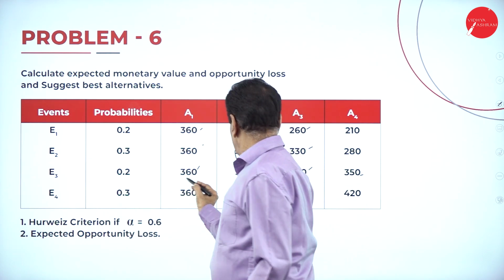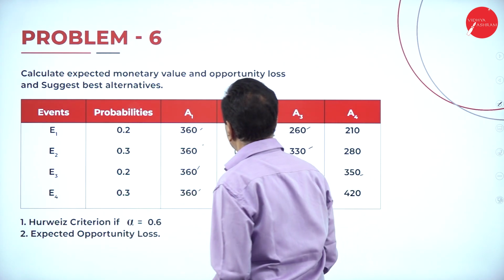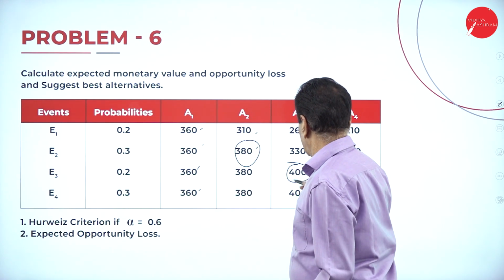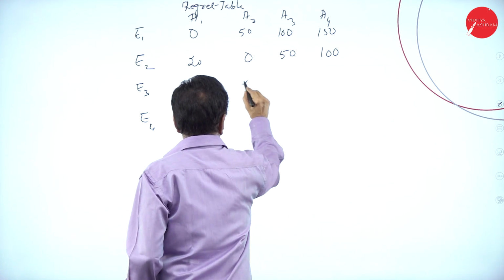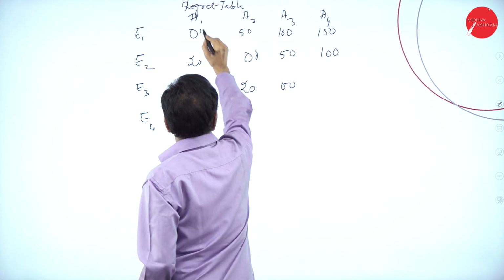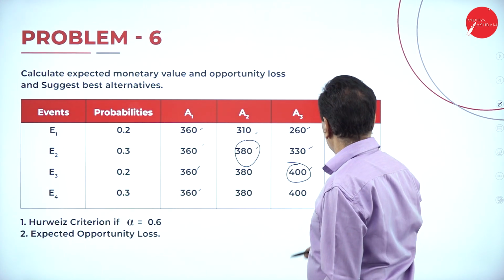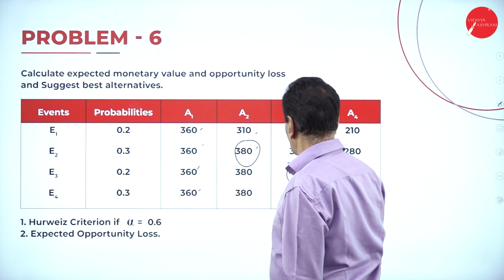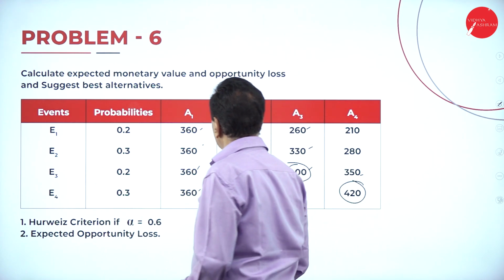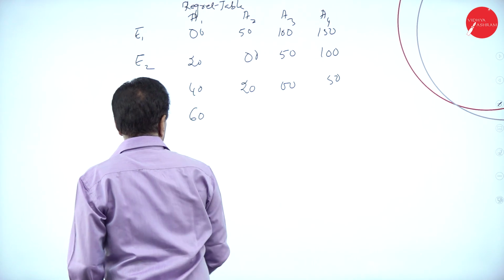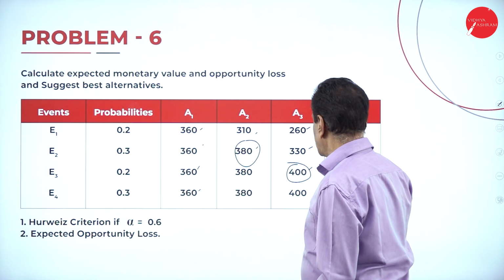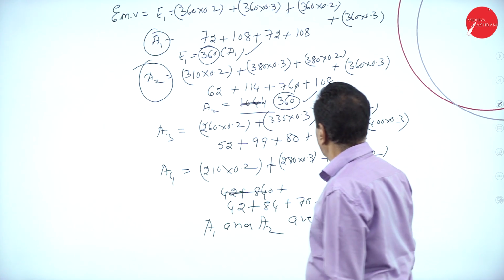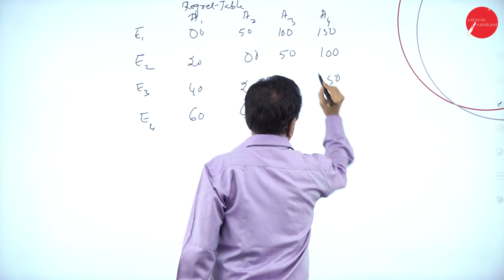E3, here 400 is the highest. 360 means 40. Then 380 means 20, 0. 350 means 50. Last one, E4, highest is 420, 360 means 60, from that you have to deduct, 380 means 40, 400 means 20, this is 0.